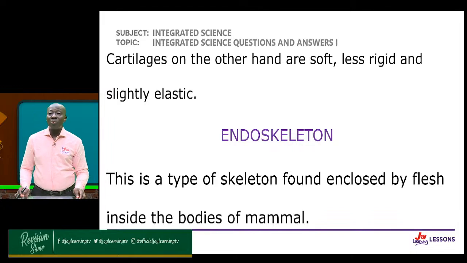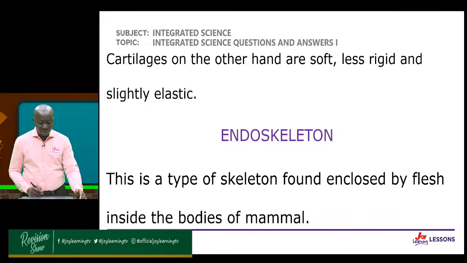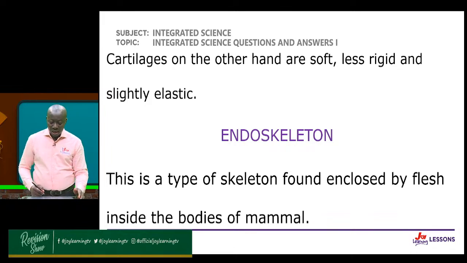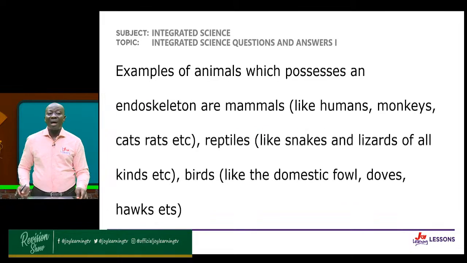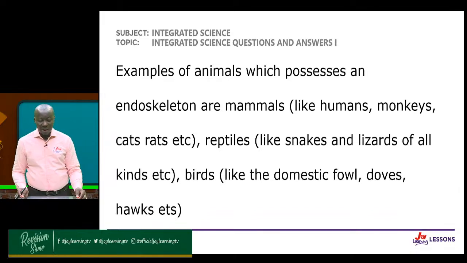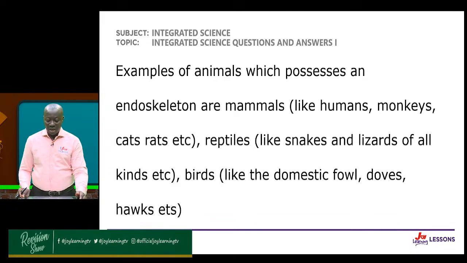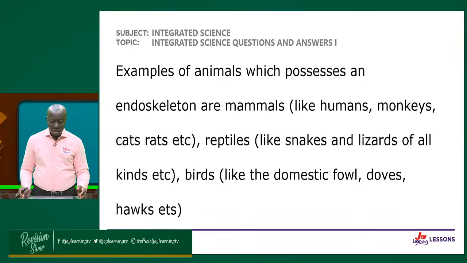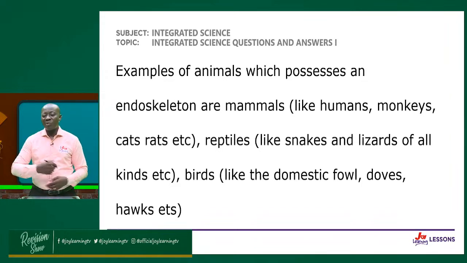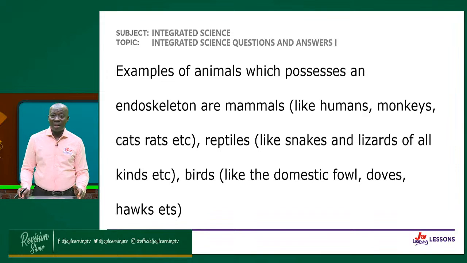So let's look at endoskeleton, the skeleton found inside the bodies of mammals or animals. So you see that this is a type of skeleton found enclosed by flesh inside the bodies of mammals. Examples of animals which possess an endoskeleton are mammals like you and I, like humans, like monkeys, cats and rats. Reptiles, what you call snakes, lizards, they all have this type of skeleton. Their skeletons are embedded in the flesh, so as you move around you can't see the skeleton of a mammal unless the animal or that mammal is dead.